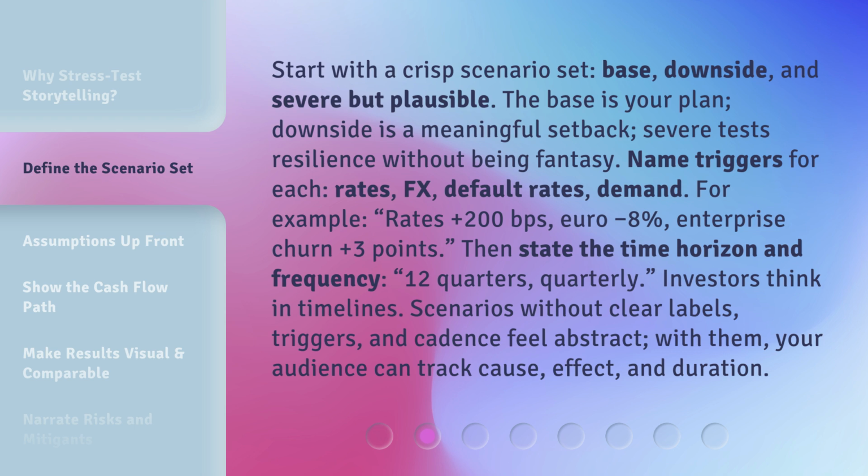Then state the time horizon and frequency: 12 quarters, quarterly. Investors think in timelines. Scenarios without clear labels, triggers, and cadence feel abstract. With them, your audience can track cause, effect, and duration.